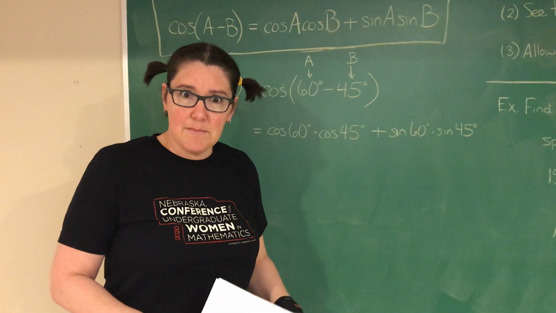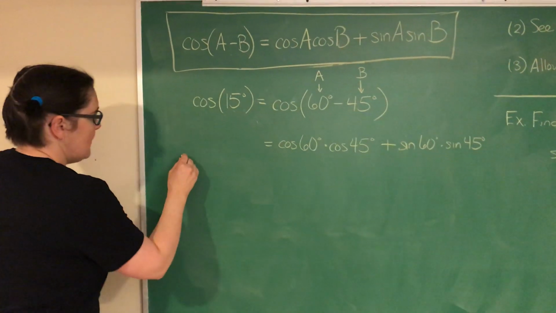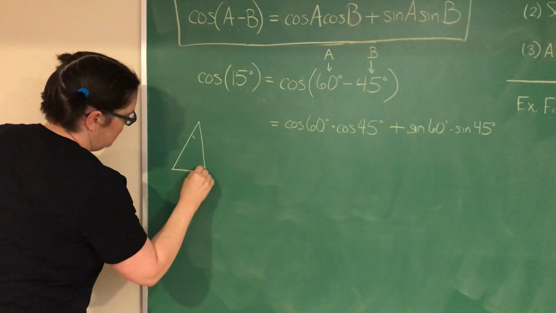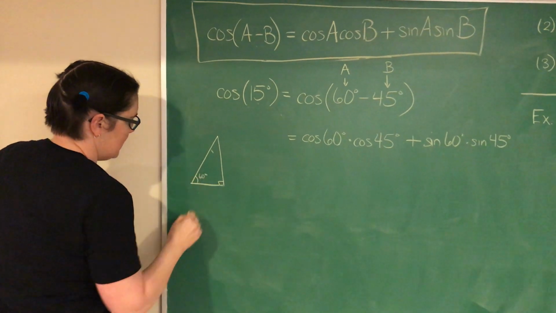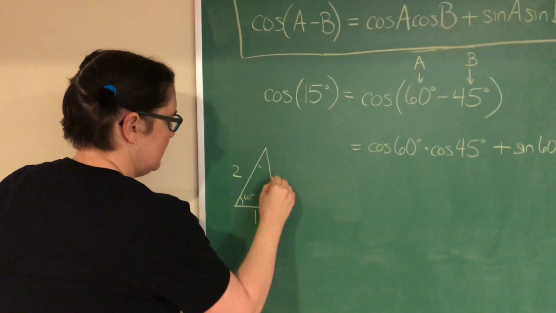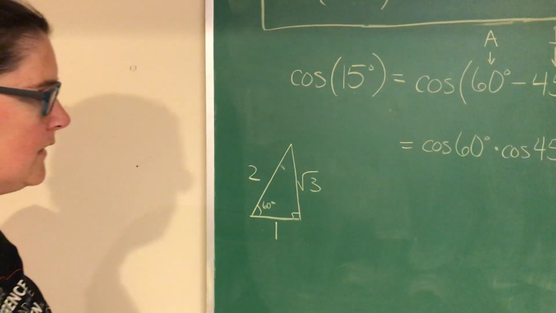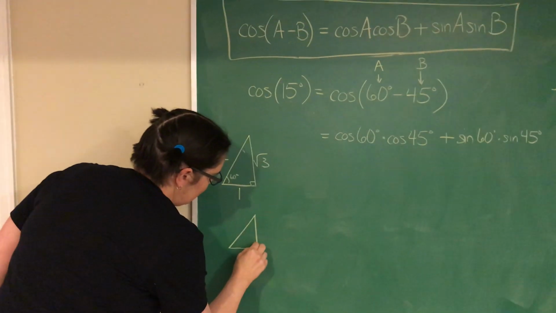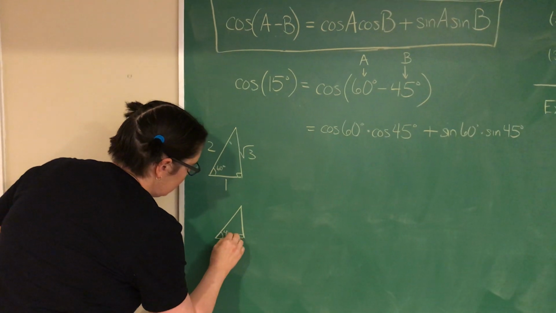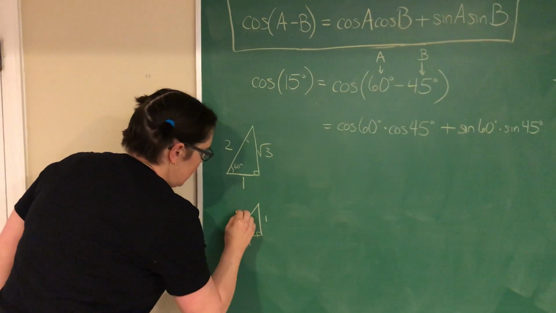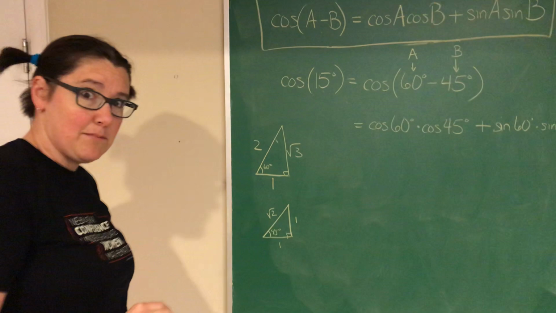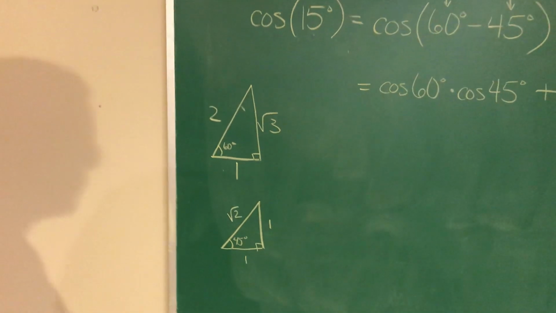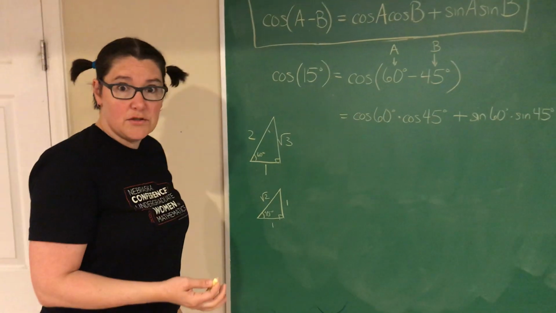I might have those completely memorized. If I don't, I might draw some pictures. So here's our 30-60 right triangle with our 60 degree measure here, and my sides are 1, 2, and square root of 3. And here's my 45 degree triangle. And this is how I like to think about calculating these trig values, but you may have a photographic memory and you might have these memorized, or you might use the unit circle. Any of these are good ways for writing down these trig values.